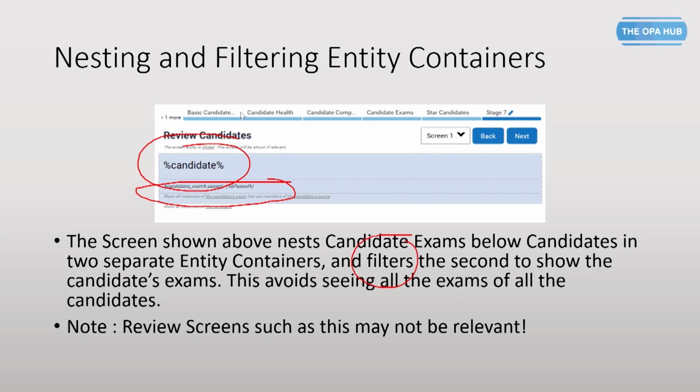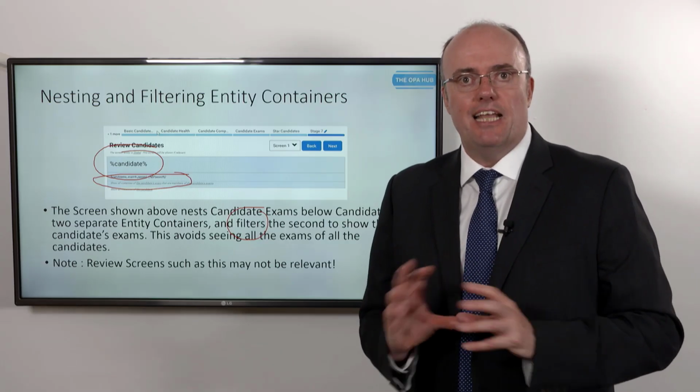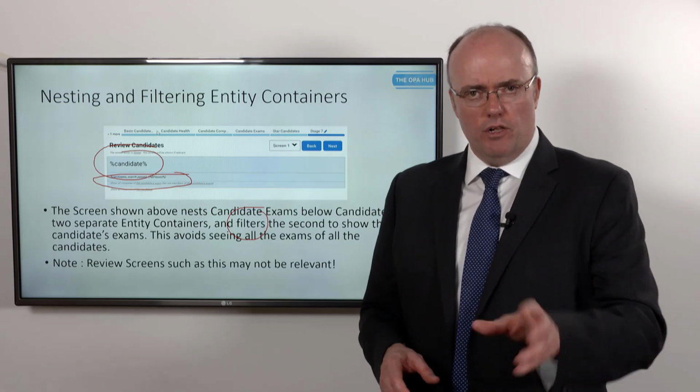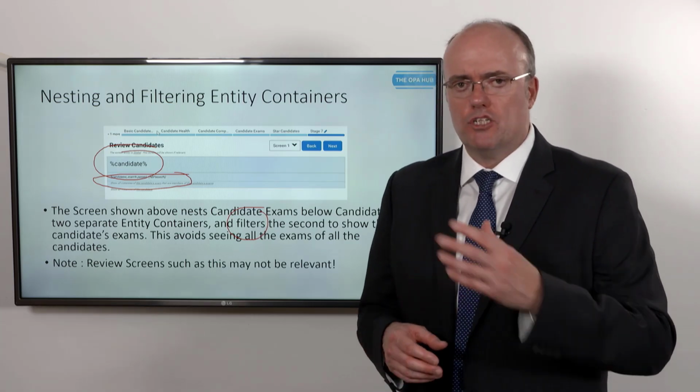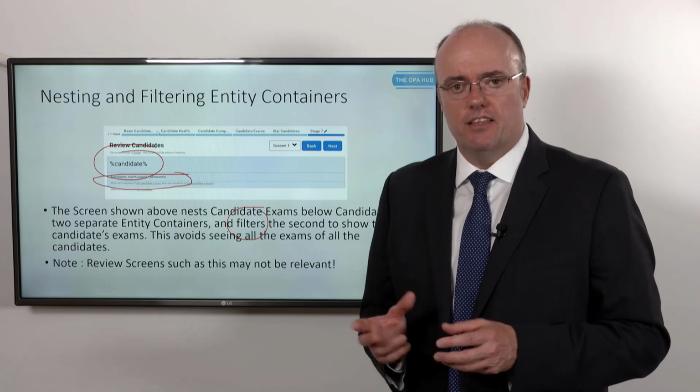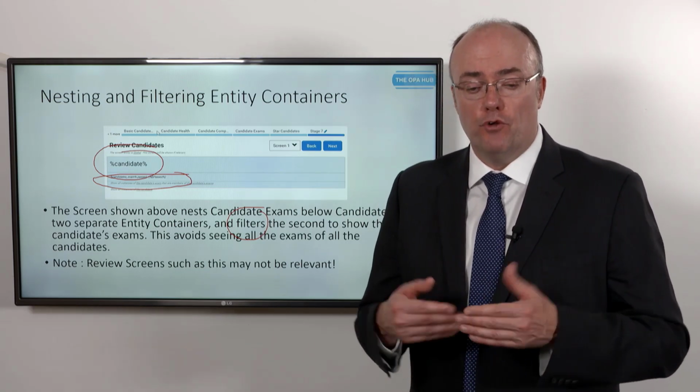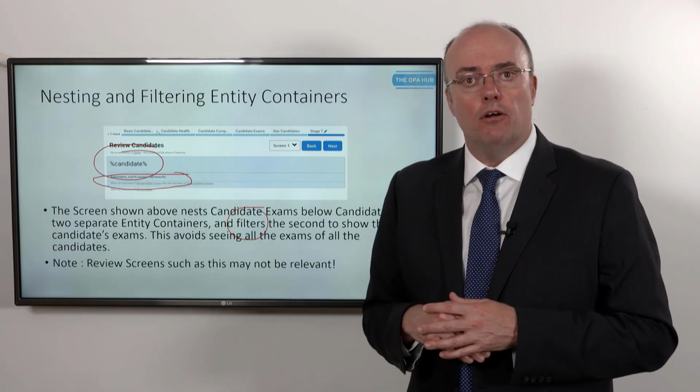I've filtered the list of exams so that I only see the exams for the correct candidate, which avoids having one candidate with 6 exams and then another candidate with another 6 exams, when it should be the first one with 3 and the second one with 3. So filtering lets me adjust the output. We'll see filtering again in another module much later in this class to do more sophisticated things, but right now it's going to be useful when you're building multi-layer screens.